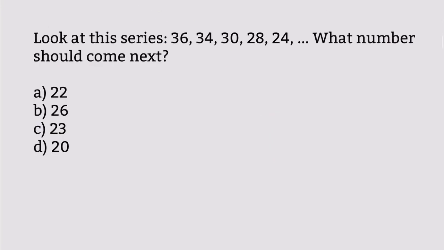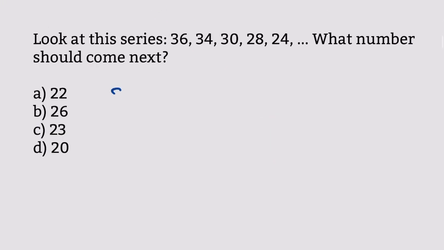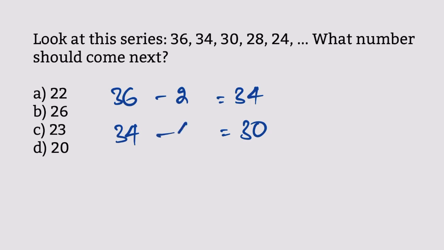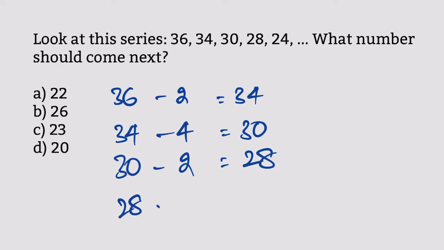Next, once again we have number series. Let us look at the series. We have 36 and from 36 they ended up with 34. That means we'll have to deduct 2, so you will get 34. And from 34 they went down to 30. That means they have deducted 4 from 34 to reach 30. And once again from 30 they have deducted 2 and the resulting number is 28. Then 28 minus 4 would be 24.